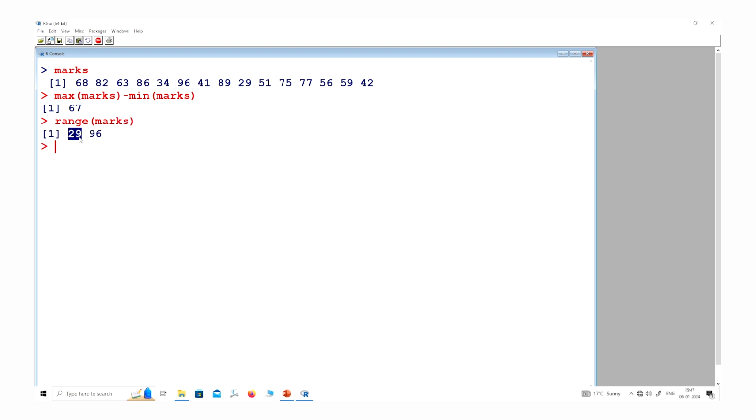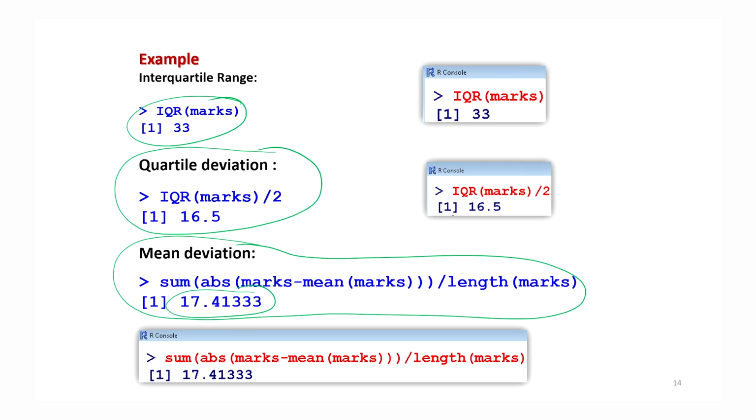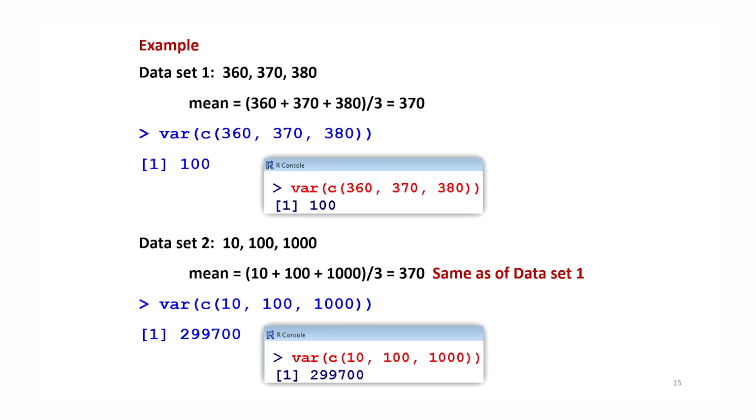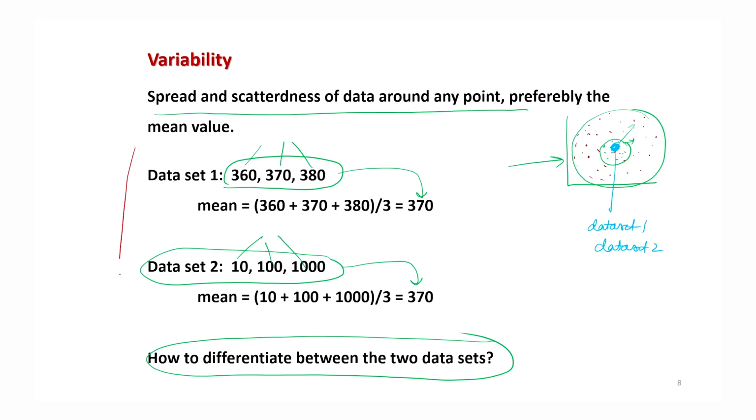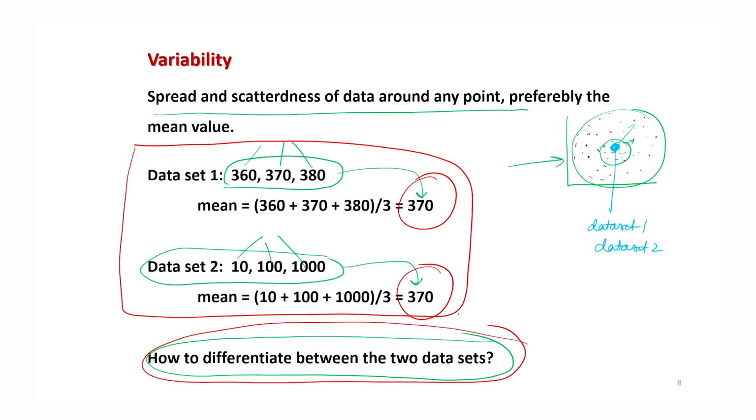You can see here 29 is the minimum marks and 96 is the maximum marks. So you have to be careful when you are trying to use it, whatever you want, you have to write the correct program. Now if you try to see in the beginning, in this slide I have given you two data sets where the arithmetic means are coming out to be the same, and my question was how to differentiate between the two data sets.